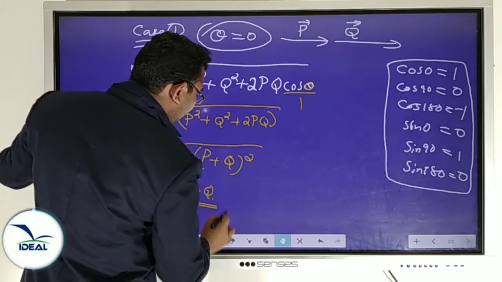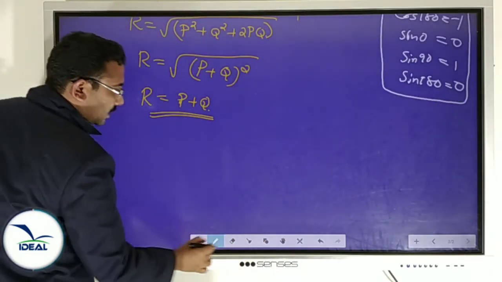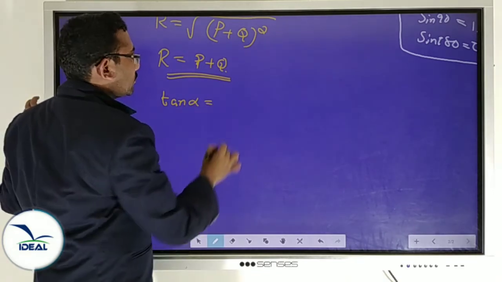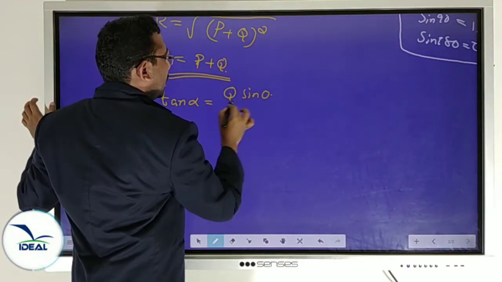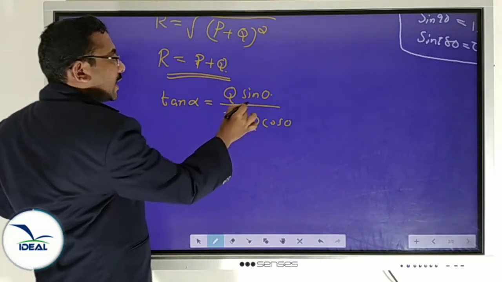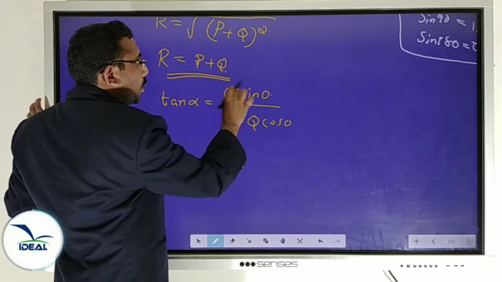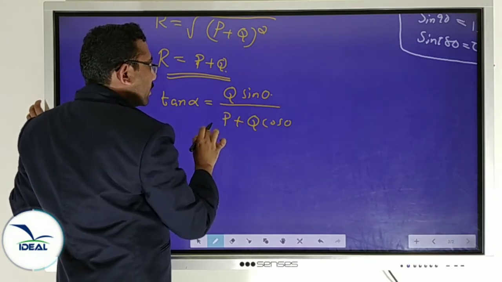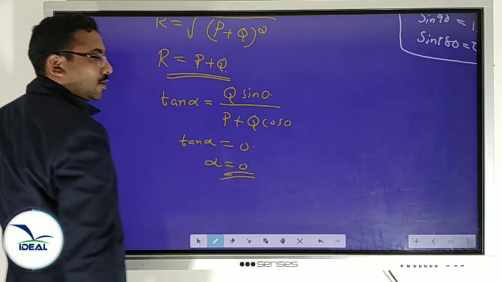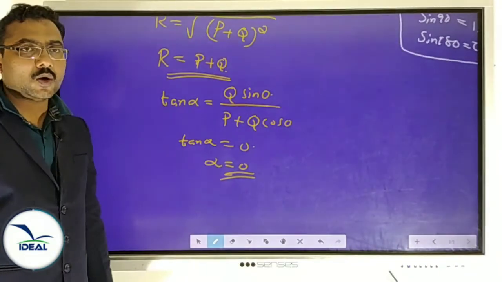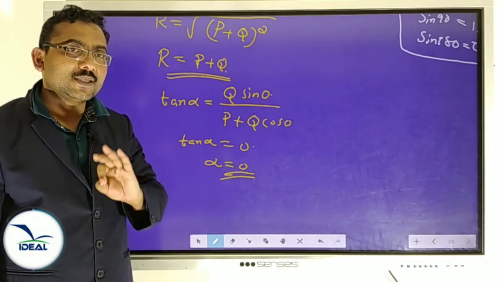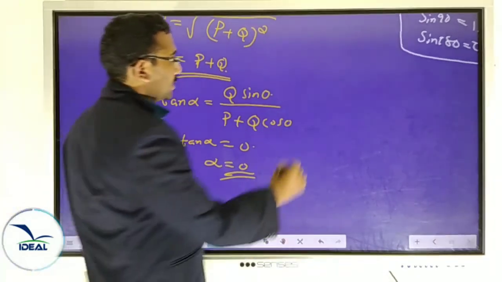Also, what is the direction? Direction is given by tan alpha equal to Q sin 0 by P plus Q cos 0. Put the angle theta equal to 0. Sin 0 is 0. Then the numerator becomes 0, the whole term becomes 0, then tan alpha equal to 0, therefore alpha equal to 0. What does it mean? Alpha equal to 0 means the resultant makes an angle 0 with the vector P, that is, in the same direction. Resultant also in the same direction.